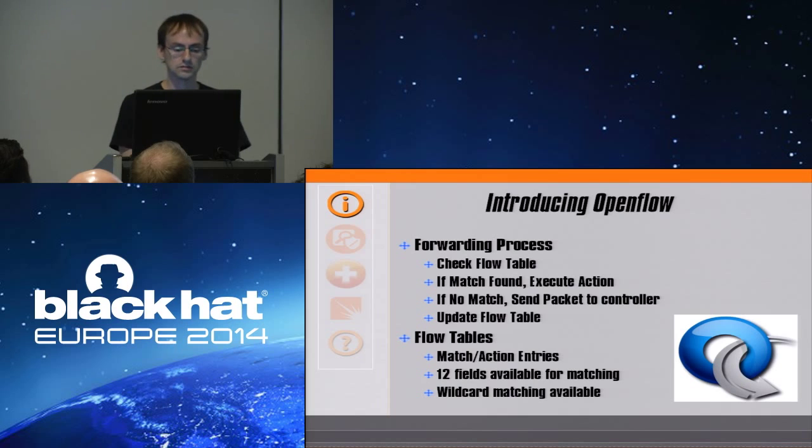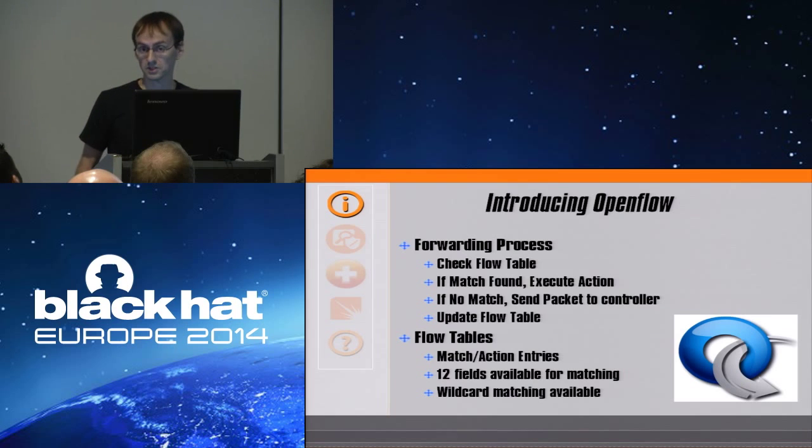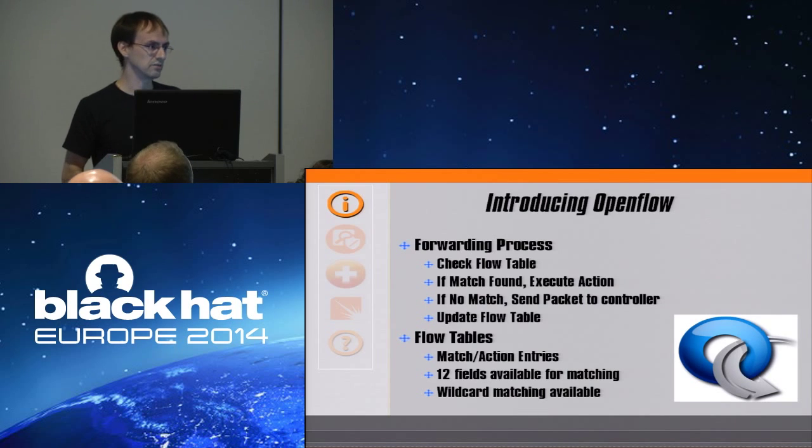Now these flow tables are very much, as I said, like firewall rules. Match action entries, 12 fields available for matching, and wildcard matching is available. So you can instantiate rules for groups of packets, not just individual packets.